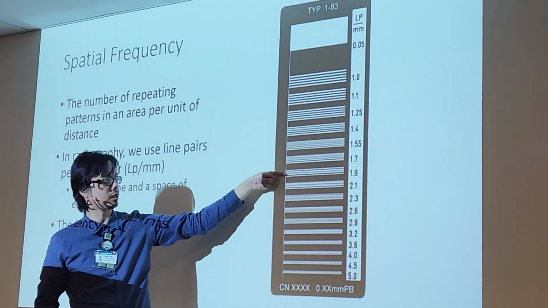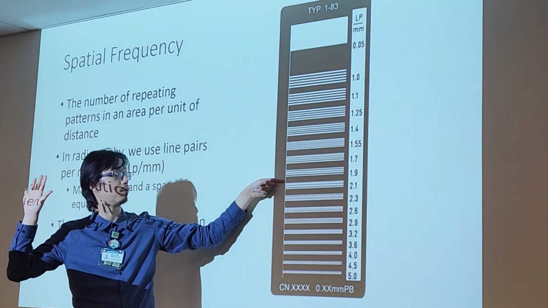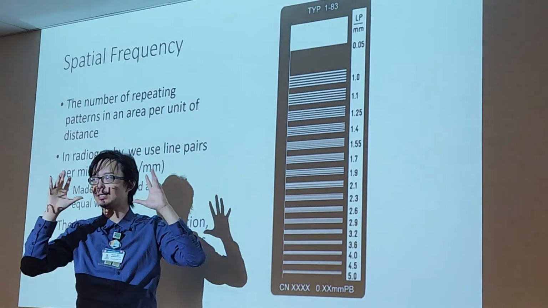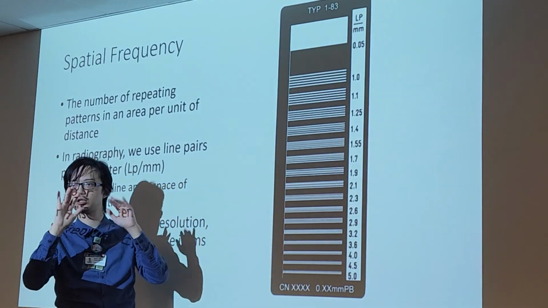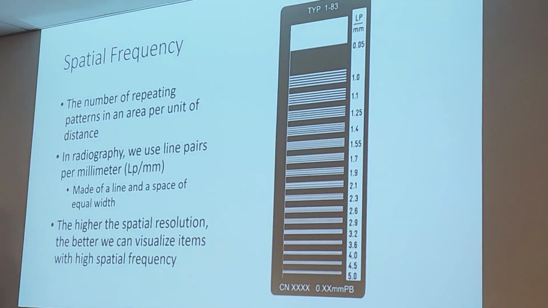Somewhere around here, it doesn't look like we have 5 white lines and 4 black lines anymore, right? Somewhere around here, they start to kind of merge together. And that is the limit of our spatial resolution. We cannot show anything more detailed than that size. Does that make sense? Because anything smaller than that just sort of blends together with the neighboring objects.